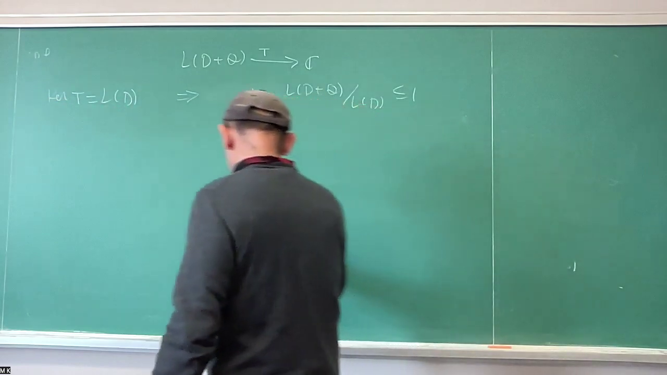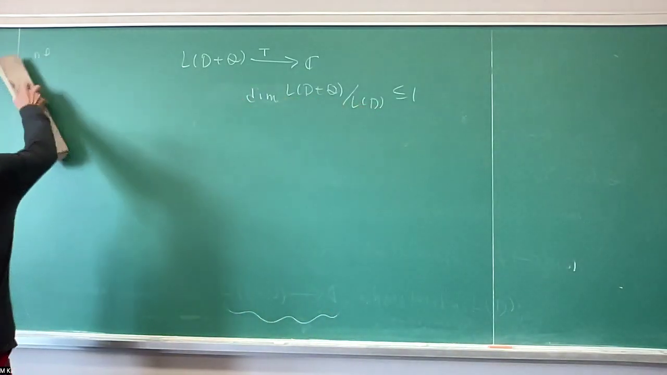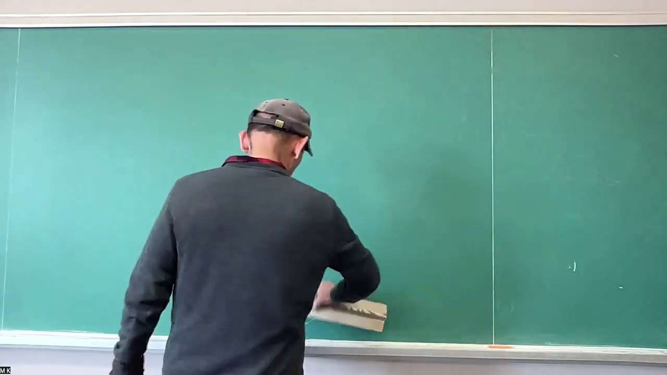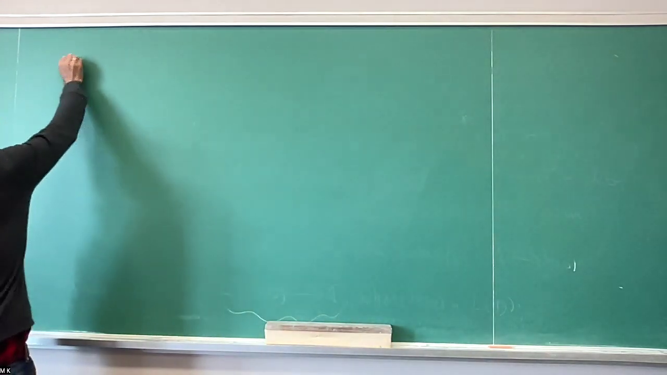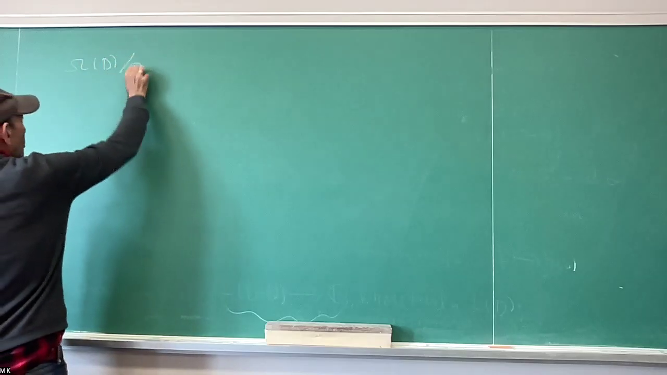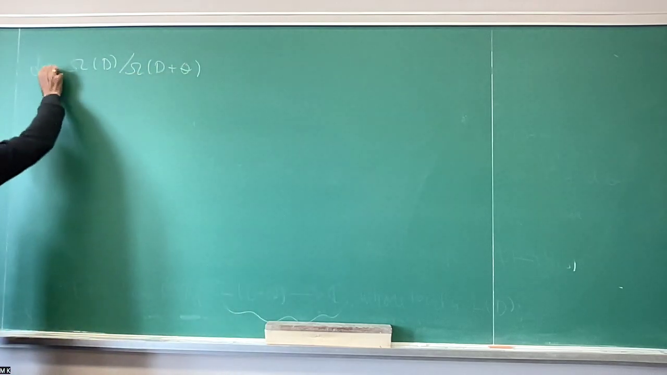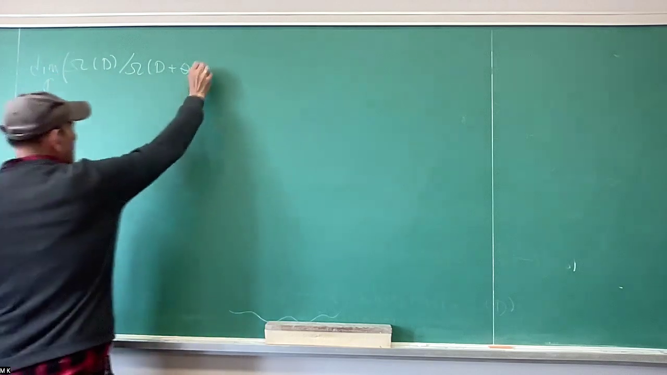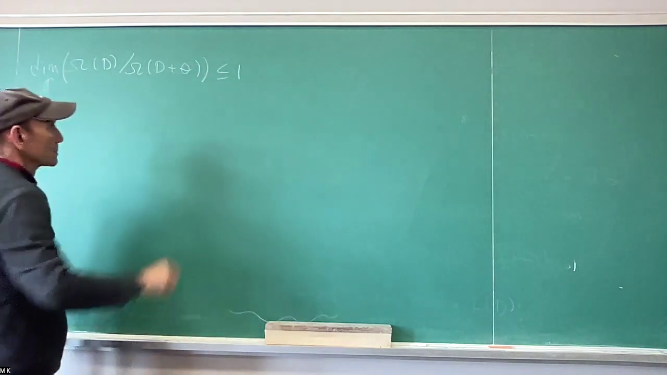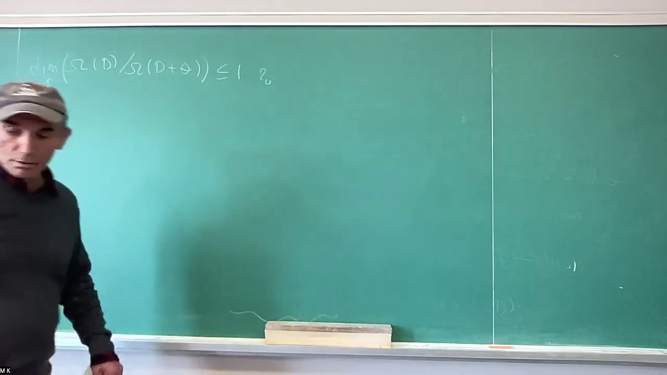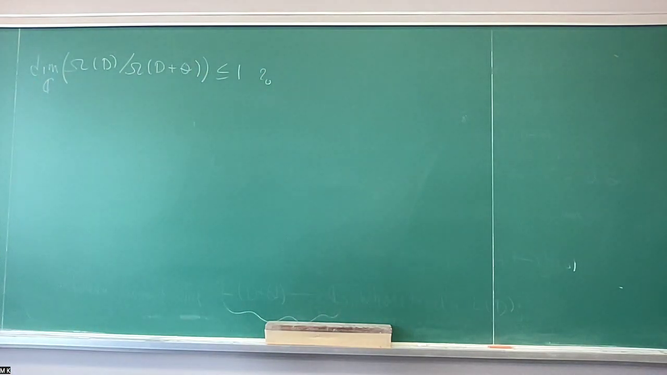It's also a kind of nice choice in that case. So for the second statement, now we wanted to show that in fact the dimension of this space, omega of D divided by omega of D plus Q, again is less than or equal to 1. So why is that so? So we have to define again a linear map. So the linear map works like this.